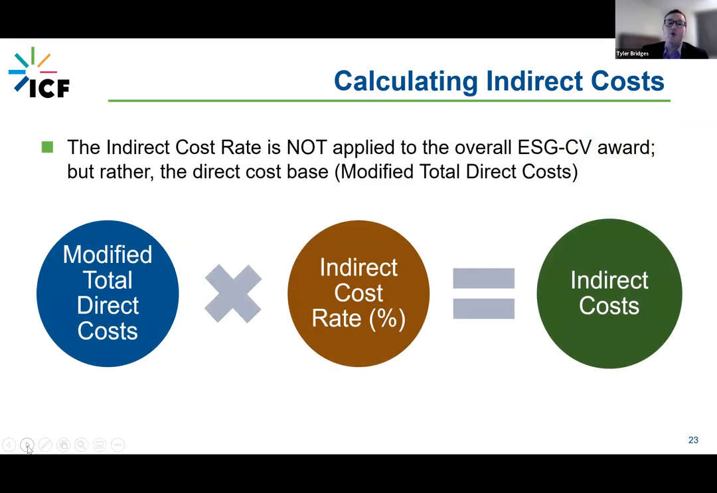So it's important to note that the indirect cost rate is not applied to the overall ESG-CV award, but rather certain allowable direct costs, which are also referred to as the direct cost base or modified total direct costs. To calculate indirect costs chargeable to the ESG-CV award, grantees must multiply the allowable modified total direct costs by their agency's indirect cost rate.